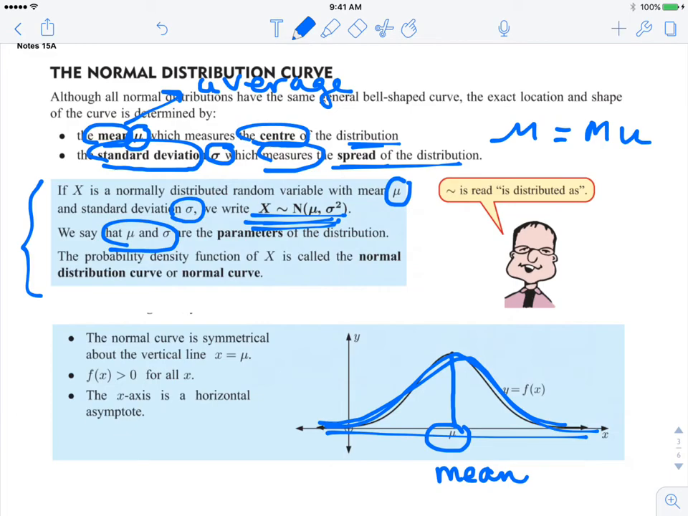So our normal curve is symmetric, so it's equal on each side around that vertical line, x equals the mean. All of the values for the function are positive numbers. And the x-axis is your horizontal asymptote.